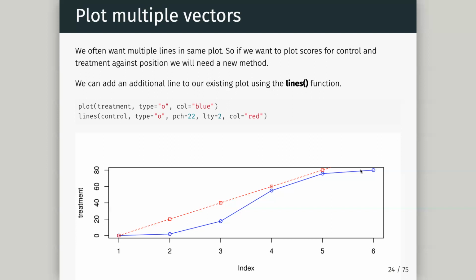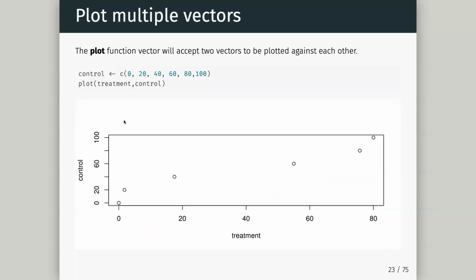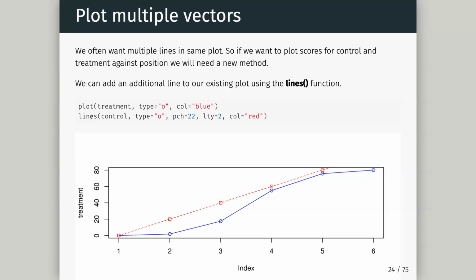I can go lines, and I can do control. So I'll take my control vector now, and I can do lines, and this will add a line to the existing plot space. And lines takes very similar arguments. Obviously, it's always going to do a line, but I can say type equals O. I'll get overplotted. I'm controlling my point size, my point type, so I'm going to make it 22, which is now going to be squares. My line type, I'll make it 2, so it's going to be a dashed or something. And I'll do color equals red.